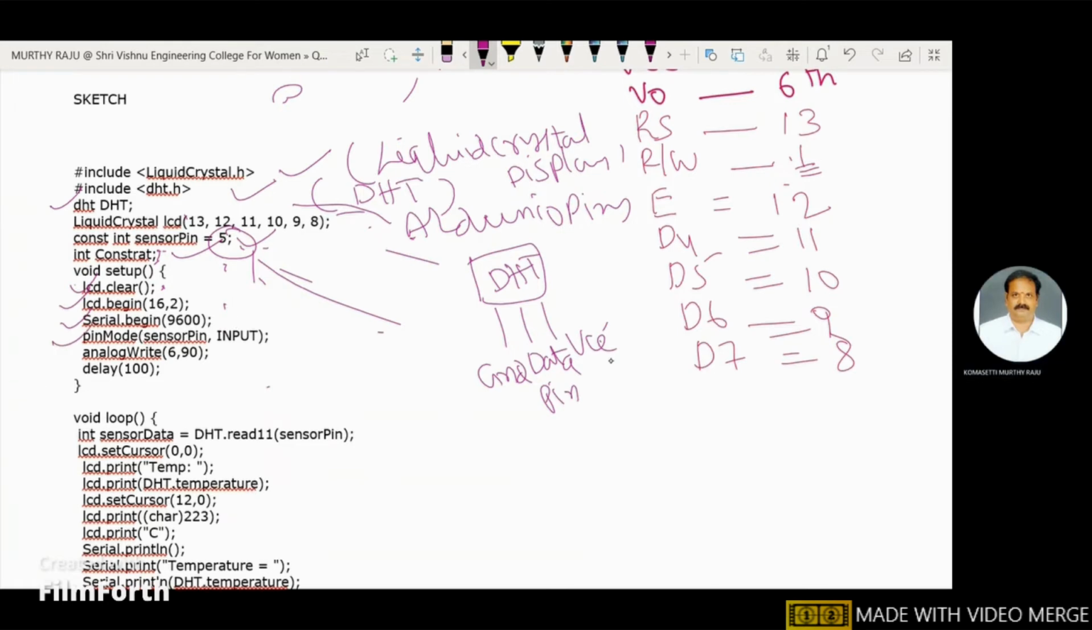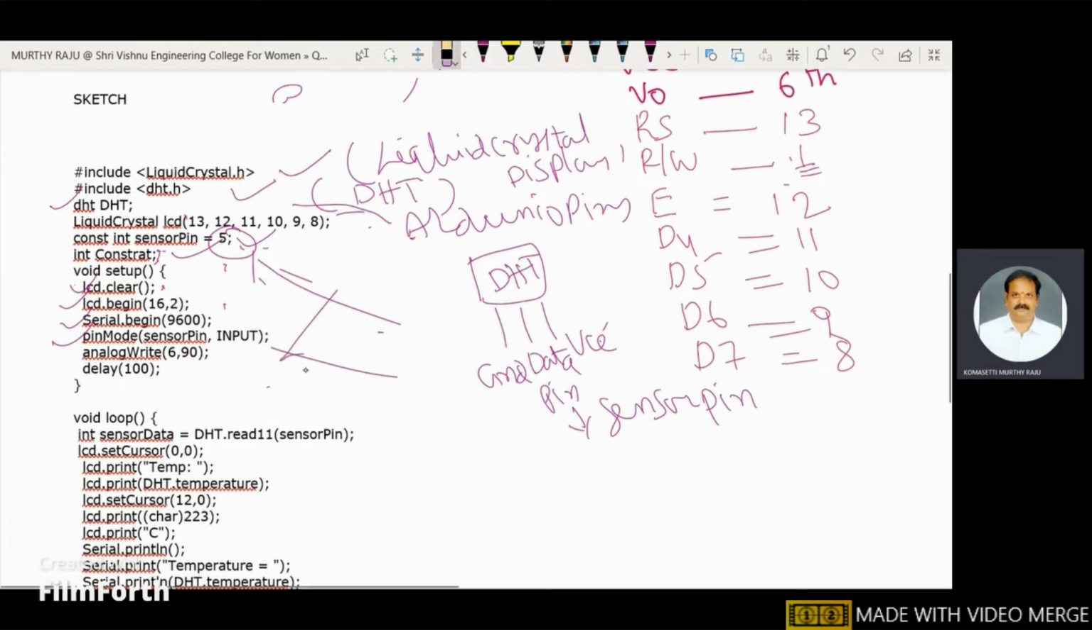Pin mode. This one is the sensor pin, input. This is the input pin, input to the Arduino board.